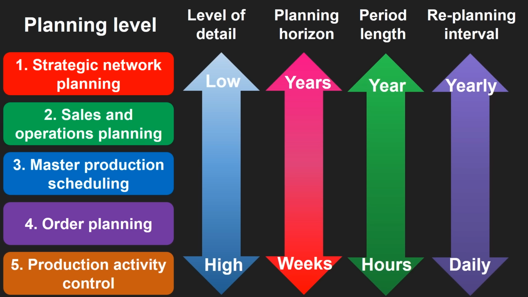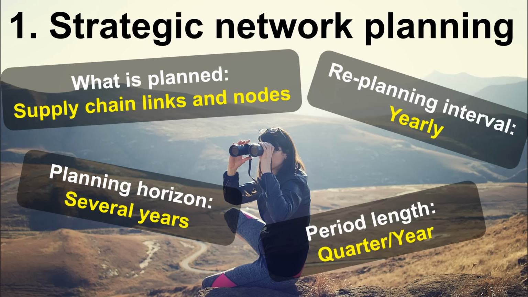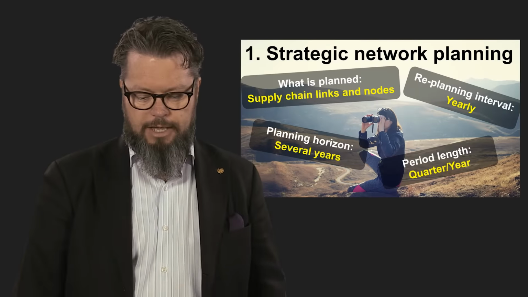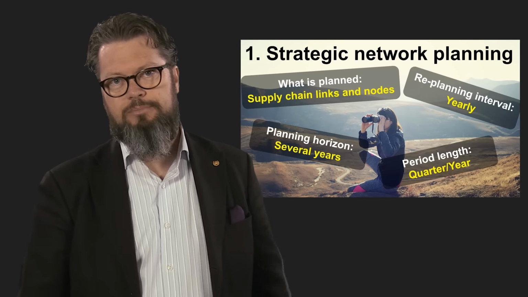And the levels here differentiate between how long planning periods they focus on, how often you revisit the plan to redo the plan, and also how much detail you look into when planning. The first one, called strategic network planning, is the one with the least amount of detail. Here you plan on a strategic, very high level, the number of supply chain links and nodes and so on. That's the things you plan when you make a strategic network plan. And typically you revisit this plan every year.